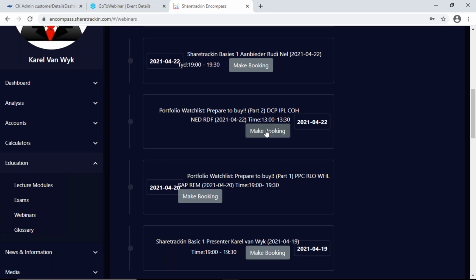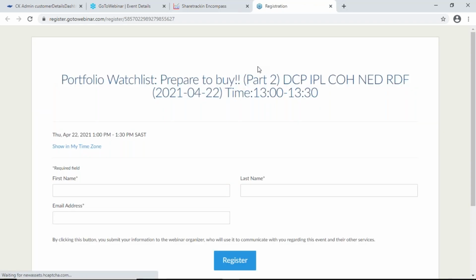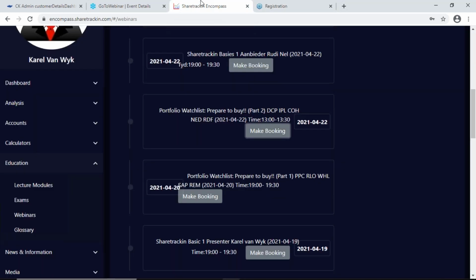So I'm just going to go through it so that you can see how it looks if you are fairly new. If you click on make booking, it immediately brings you to this page. From here on, I would just fill in my name, my surname, and my email address, and I would click on register. This will then send a link to the email address that you inserted here, and from there on you can just click on the link at the specified time and date to join the webinar.